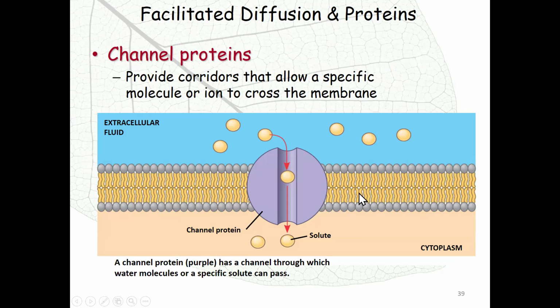On the plasma membrane, there are some channel proteins. Channel proteins provide a corridor that allows a specific molecule or ion, for example, the essential ions sodium, potassium, calcium, magnesium, nitrate, to go in, because for the nutrition of the cell, 16 or 20 essential ions are required.